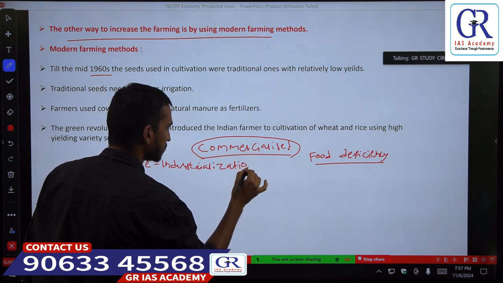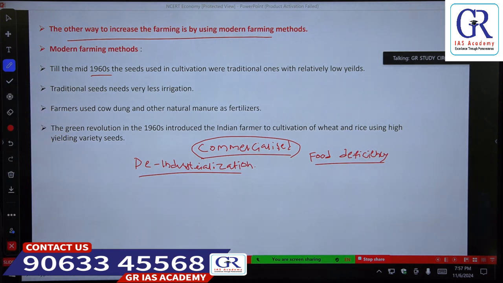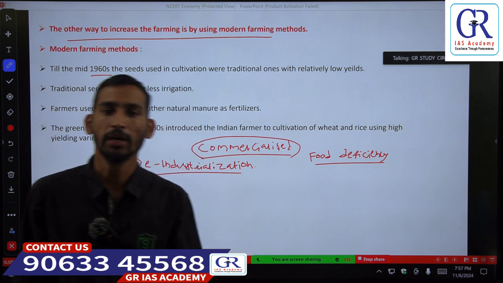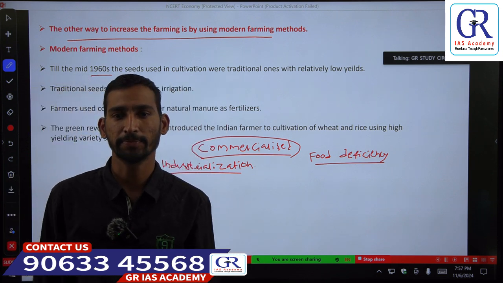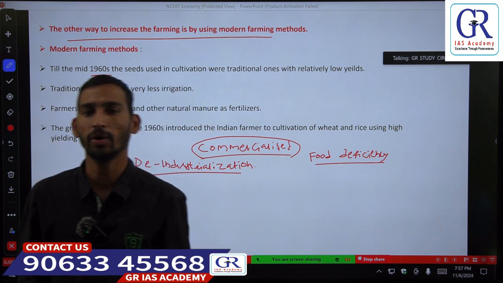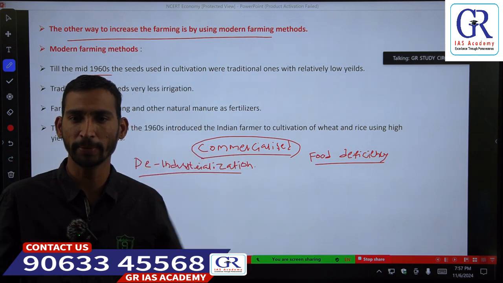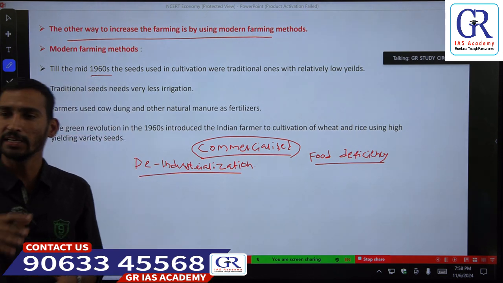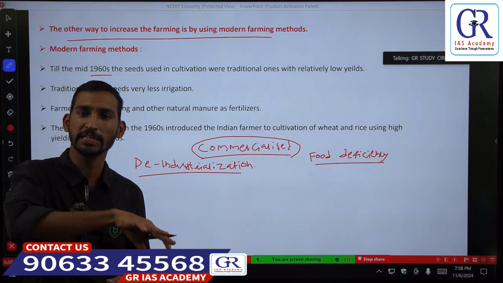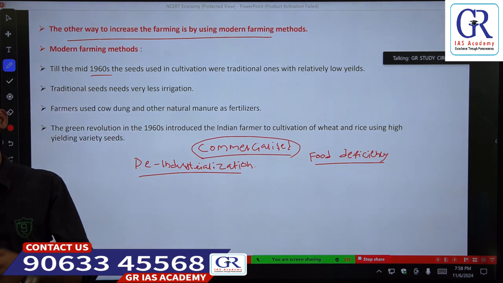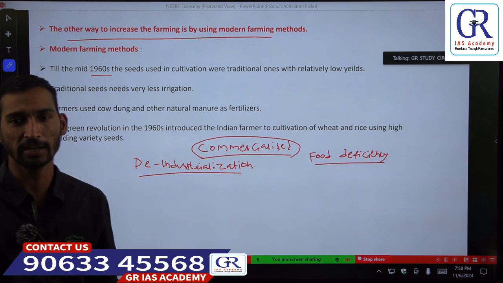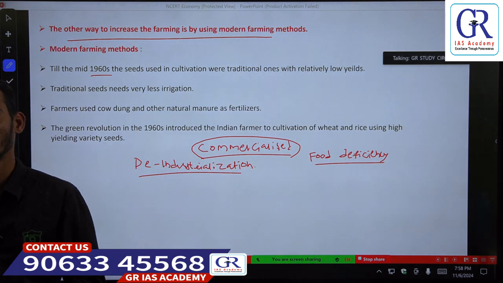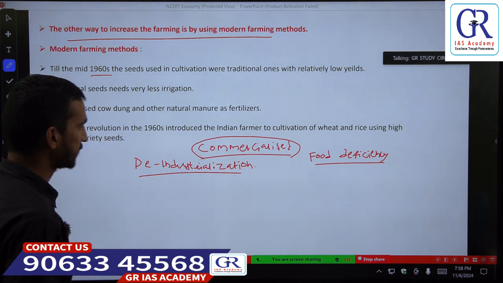Okay, deindustrialization. During this period, that means during the British period, you can see the entire world is industrializing, especially all the European countries. But what happened in our country is deindustrialization. It is shifting from the industrial sector to the agriculture sector. So the entire world is moving from agriculture to industry, but our country is moving from the industrial sector to the agriculture sector. That particular phase is called deindustrialization.